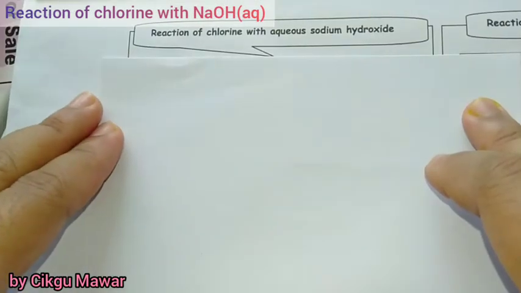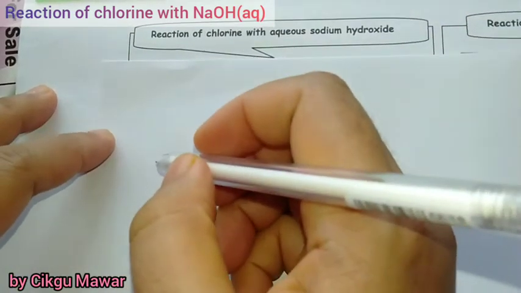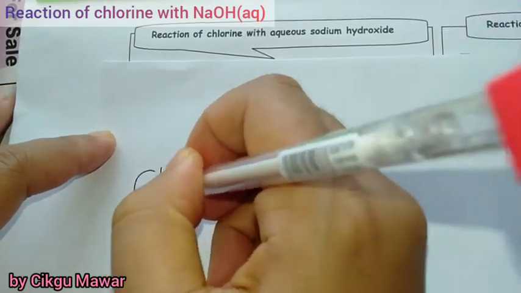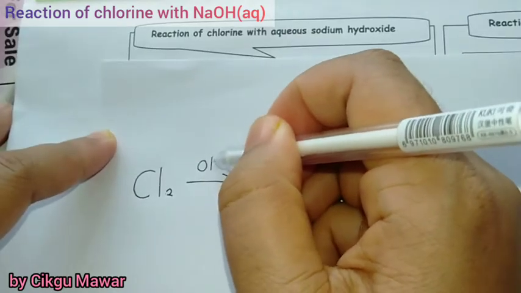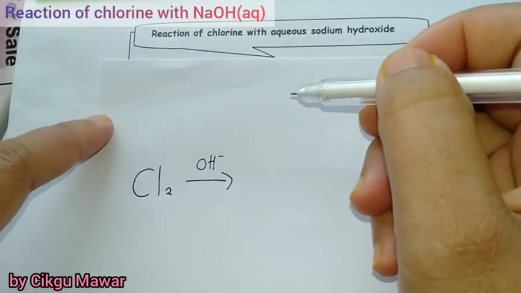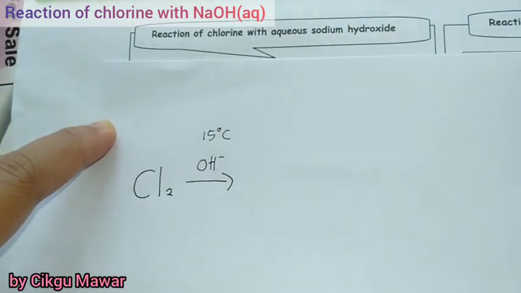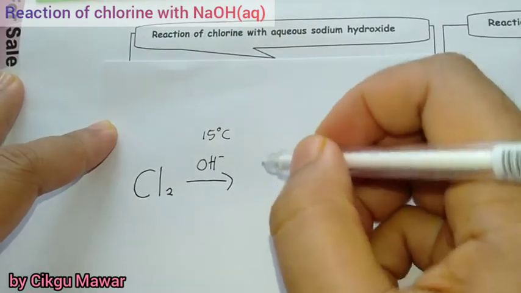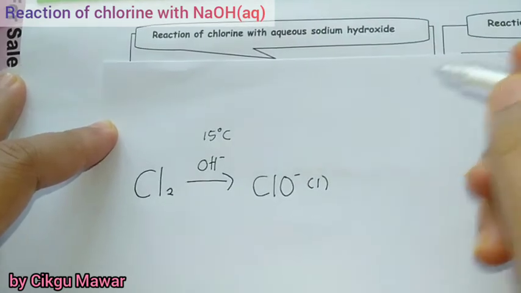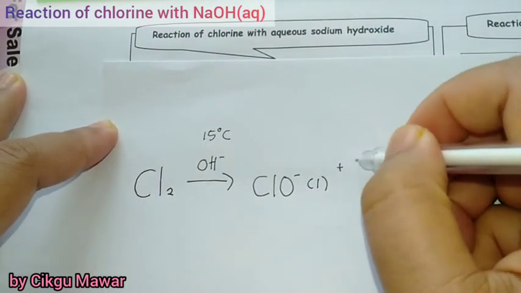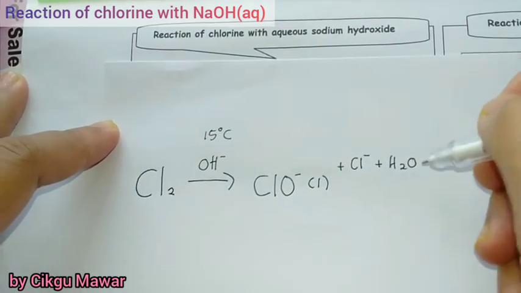Finally, what is the conclusion that we can write about the reaction of chlorine with aqueous sodium hydroxide? Now we can write that chlorine gas, when we react it with hydroxide ion, either sodium hydroxide or potassium hydroxide, at 50 degrees Celsius, which is a cold condition, we will get chlorate 1. And the other products are chloride ion and water, which is sodium chloride and water.